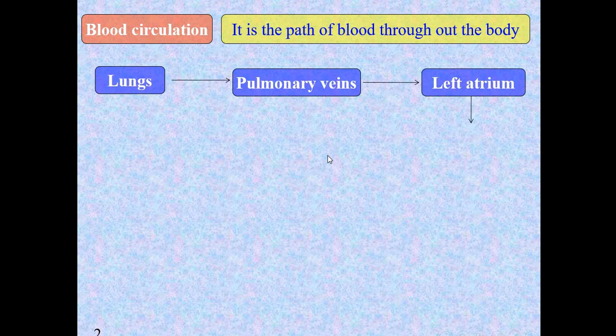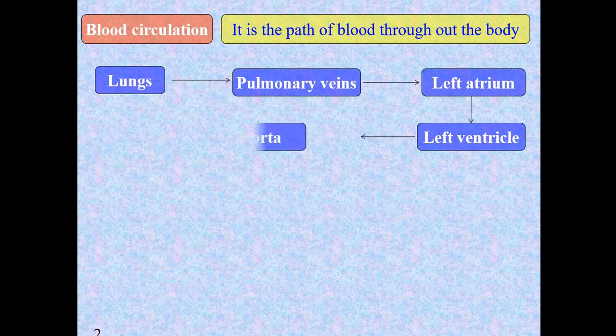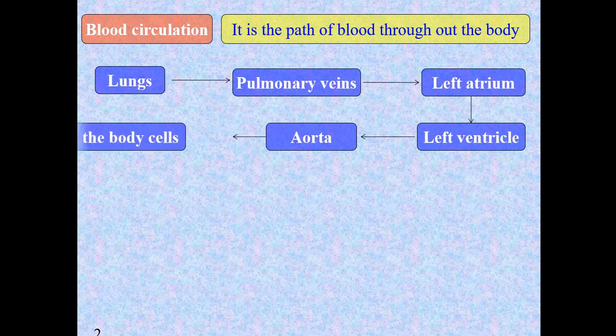From the left atrium, which is now filled with blood rich with oxygen, it will go to the left ventricle. So now the left ventricle contains oxygen. Then the left ventricle will pump all the blood rich with oxygen to the aorta, and we said the aorta is the biggest artery in our body, and from the aorta to all body cells. Okay.